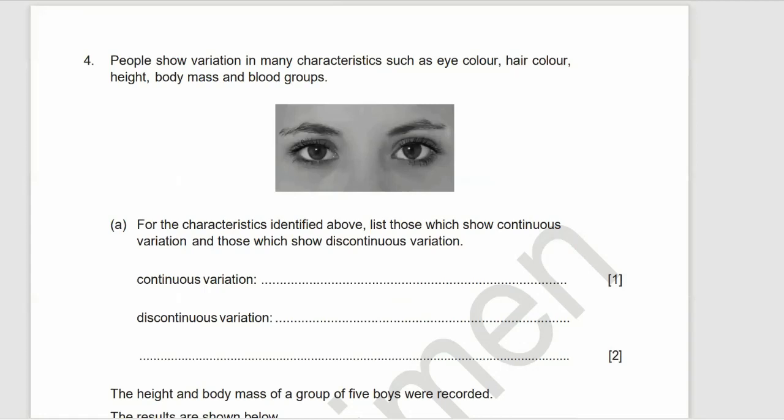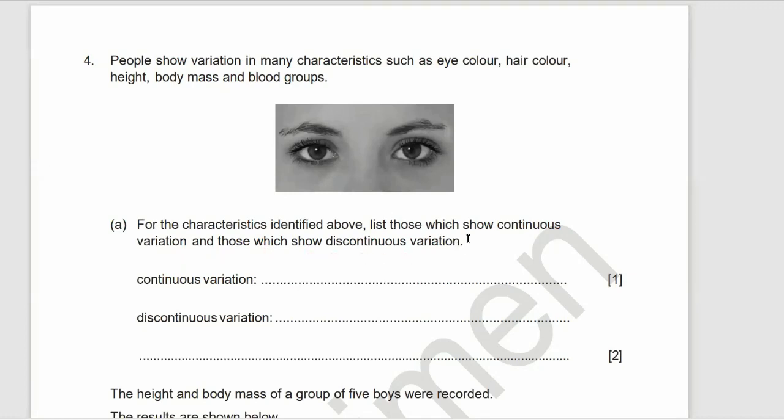Okay, here we are on question 4. People show variation in many characteristics such as eye color, hair color, height, body mass, blood groups. Got 5 there, different characteristics. Pause the video, have a go at the question. A, for characteristics identified above, list those which show continuous variation and those which show discontinuous variation.